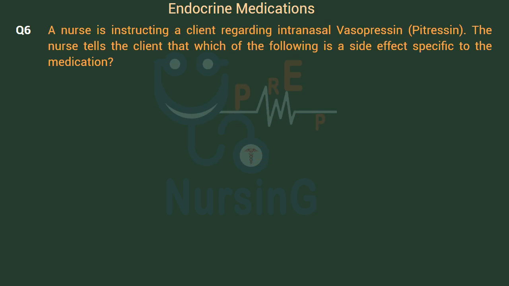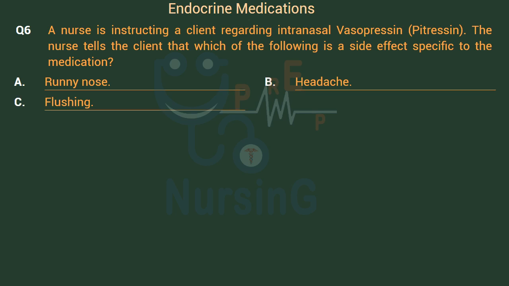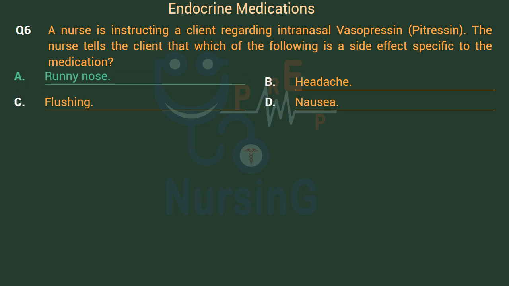A nurse is instructing a client regarding intranasal vasopressin, Pitressin. The nurse tells the client that which of the following is a side effect specific to the medication? Option A. Runny nose. Option B. Headache. Option C. Flushing. Option D. Nausea. Right answer is Option A. Runny nose.